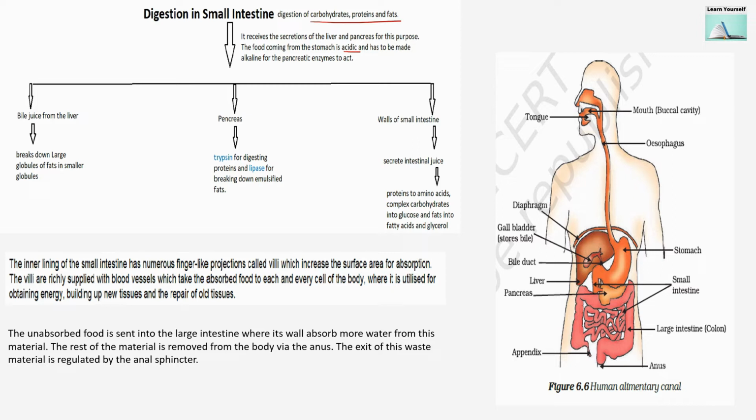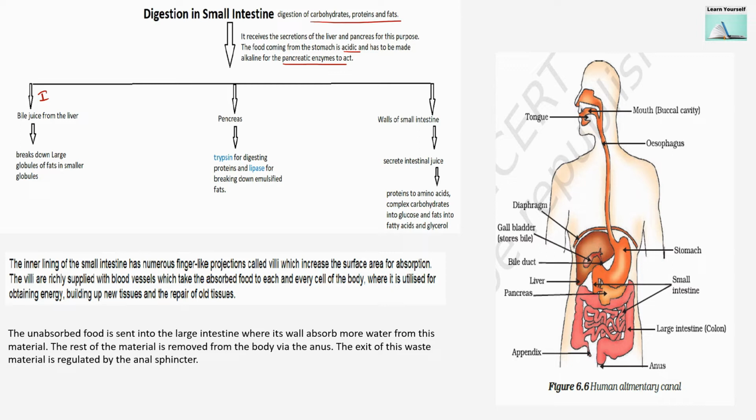Now the protein digestion happens in the stomach. The pepsin enzyme will work in an acidic environment, so the hydrochloric acid will give that acidic environment in the stomach to the pepsin enzyme. Now when it comes to the small intestine, it requires an alkaline medium, so the pancreatic enzymes will act upon the food particles. The first one is the bile juice from the liver. Now what will it do? It will break down the large globules of fat into smaller globules.